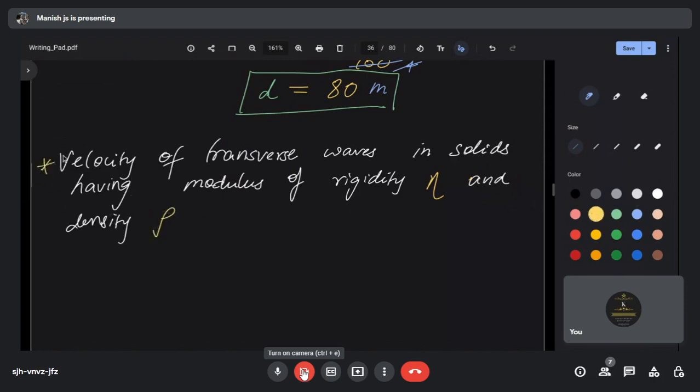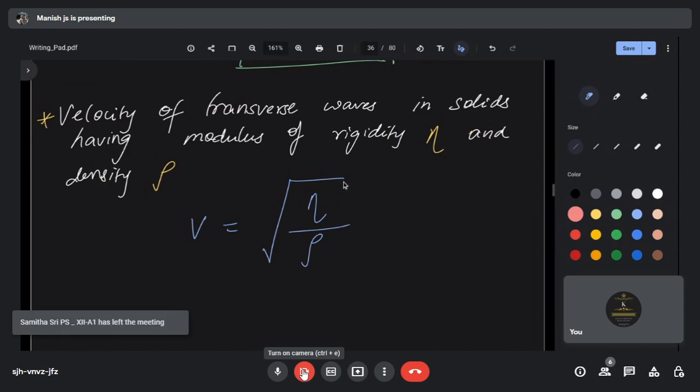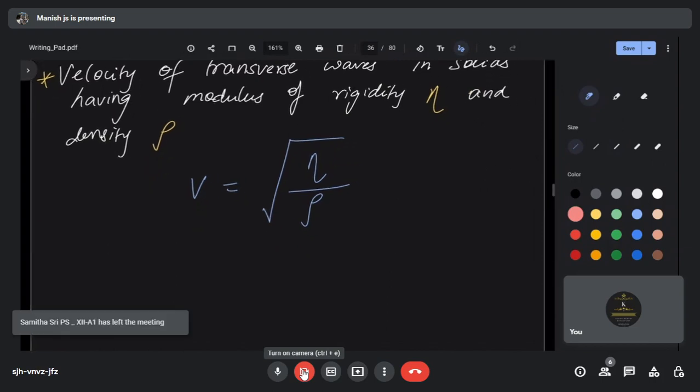So what is the velocity? What is the relationship? We'll see the relationship. So the relationship is velocity v is equal to, so velocity v is nothing but under root eta upon rho. We can express it this way, where eta is the modulus of rigidity and rho is density. So this is one important relationship, very useful to solve many questions. So this is one. I'll give another one.